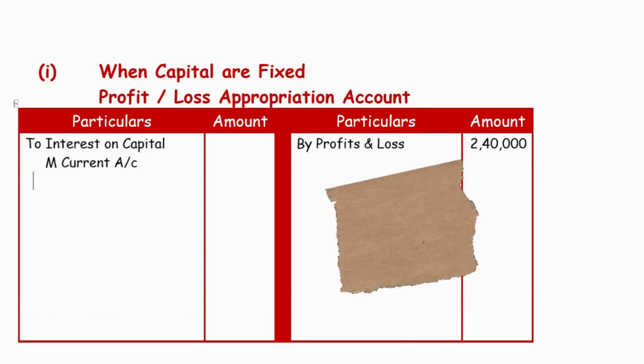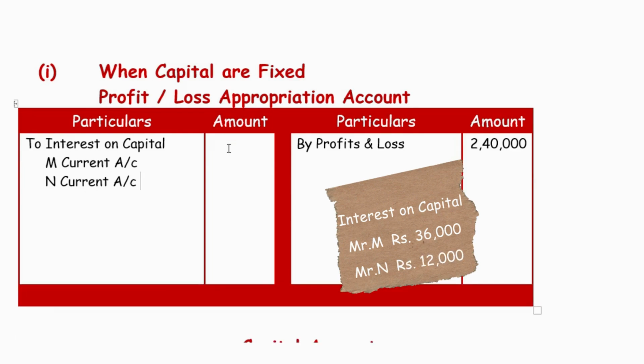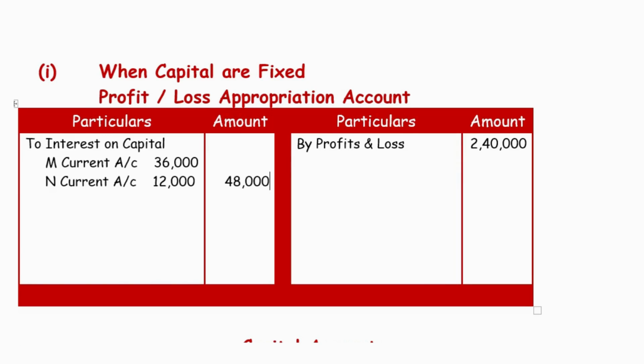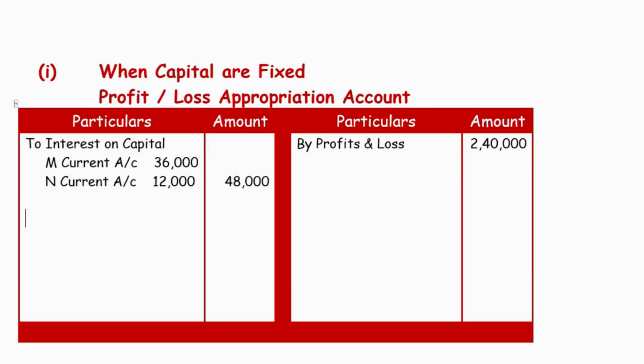Now we are attempting to prepare the accounts based on the fixed capital method. So two accounts are to be prepared: one is the capital account, the other one is the current account. So the interest on capital is transferred to the current account. For M it is 36,000 and for N it is 12,000. It works out to 48,000. Amounts are given directly in the question.